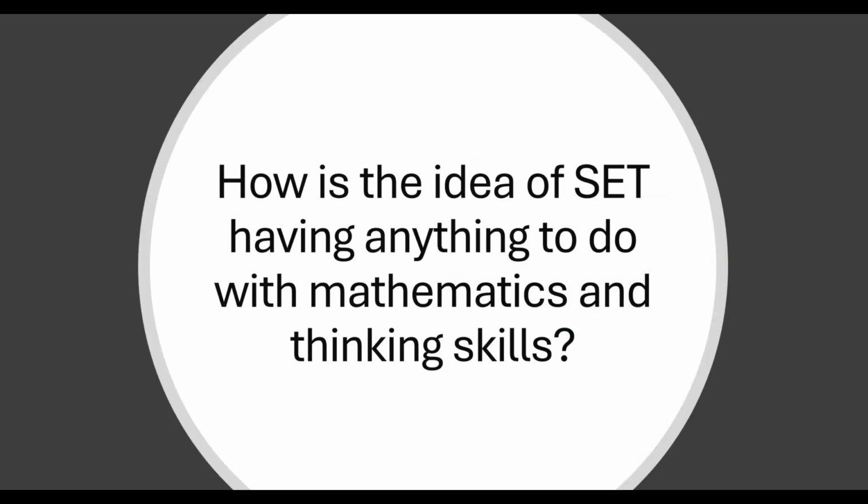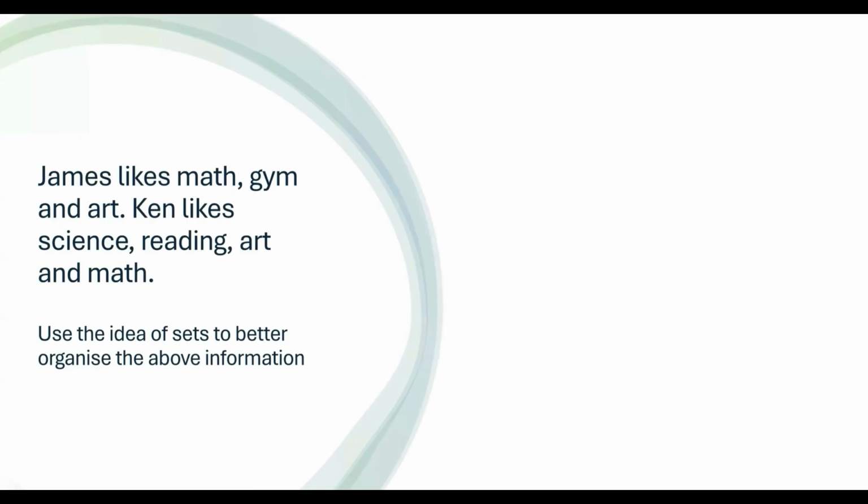Well, it's all well talking about the idea of a set and grouping. But what does all that have to do with mathematics and thinking skill? The truth is, there's a lot to do with this. Okay, let's look at an example. Here we have two students. James likes math, gym and art. Ken likes science, reading, art, and math.